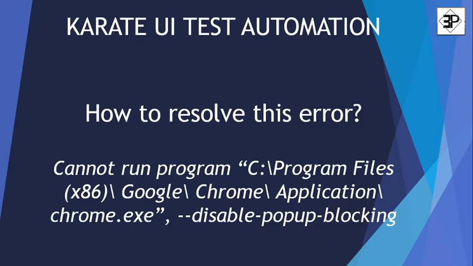In today's video, we will see how to resolve an error that we encounter while doing automation using the Karate framework. The error is: cannot run program C:\Program Files (x86)\Google\Chrome\Application\chrome.exe. So basically the path for chrome.exe will be given, and you will also have messages like disable pop-up blocking etc. We will see why this error is coming and how we can resolve it.